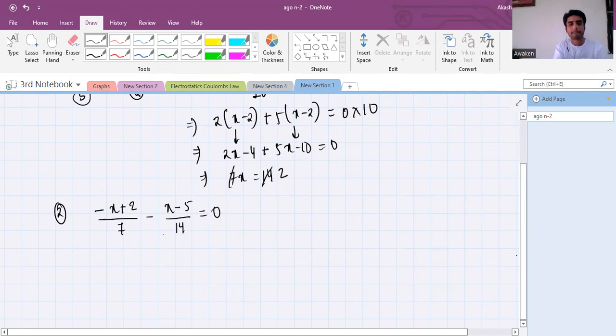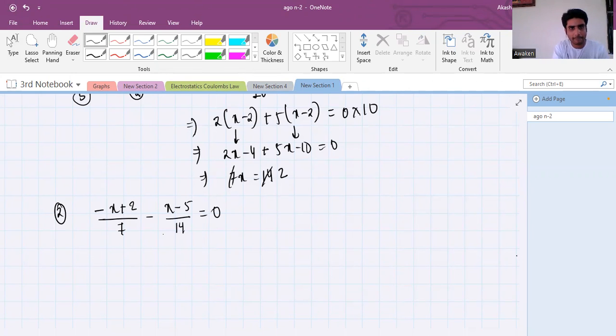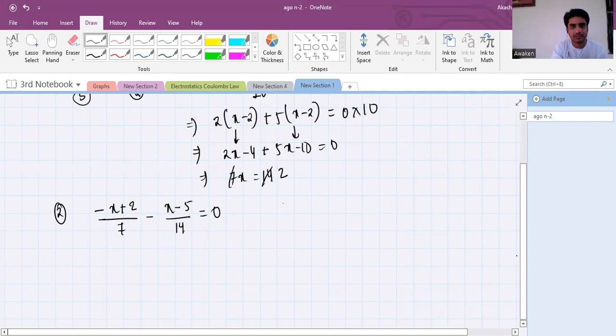Solve it. So solve them. I'm getting x is equal to 1 by minus 3.